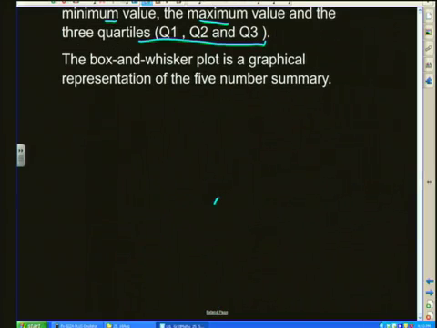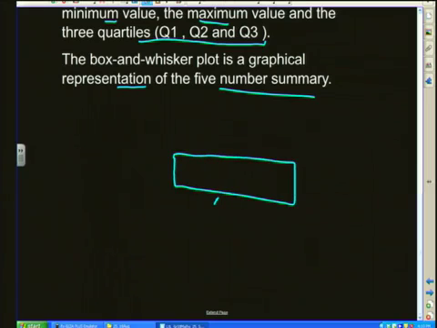The box and whisker plot is a graphical representation of the 5-number summary, and I'm just going to do a rough diagram here. So this would be our little rectangular box. The first end of the rectangle will be at the lower quartile. The upper end will be at the upper quartile, and then somewhere in between you would have worked out your second quartile or your median.